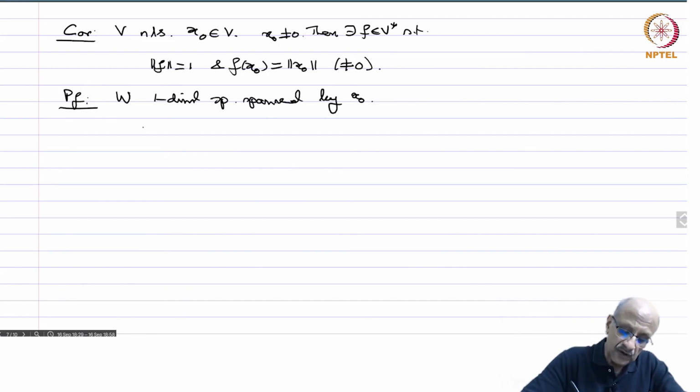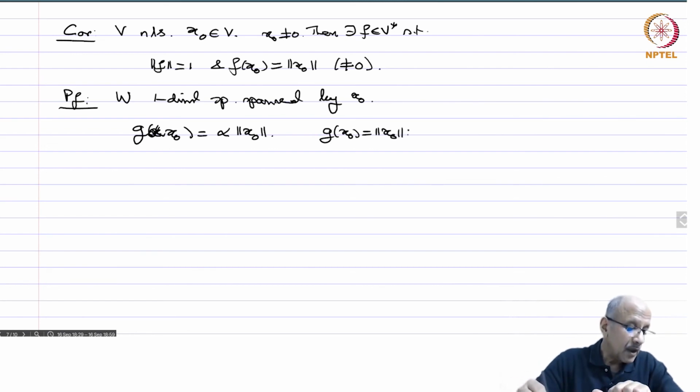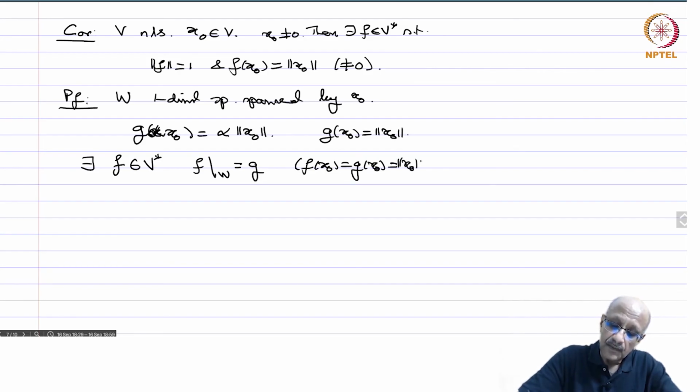And then you define G of alpha x naught equals alpha times norm x naught. So in particular, G of x naught equals norm x naught. Okay. Then you can extend it. So there exists f in V star, f restricted to W equal to G, and therefore this implies that f of x naught equals G of x naught equals norm of x naught, and norm f equals norm G.